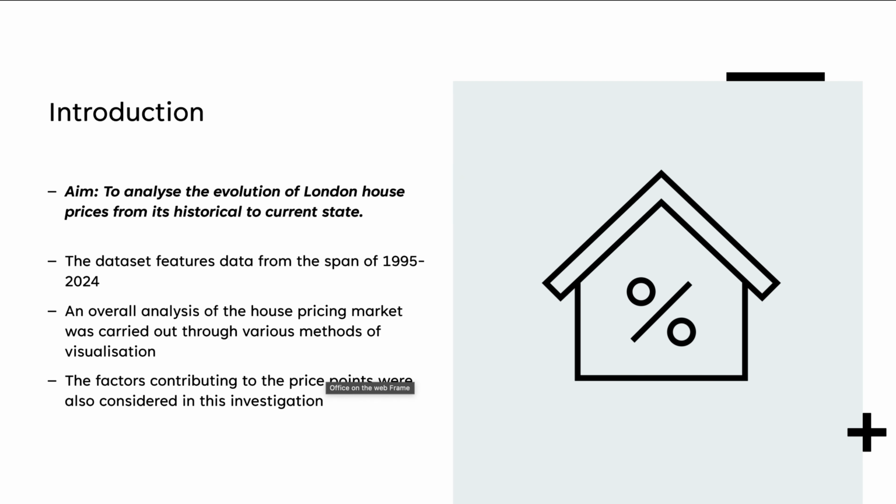For this project, our main topic focused on the fluctuation of house prices over a given time. The dataset that we used mainly allowed us to focus on the rent price and the sale price over the time period of around 1995 to 2024.